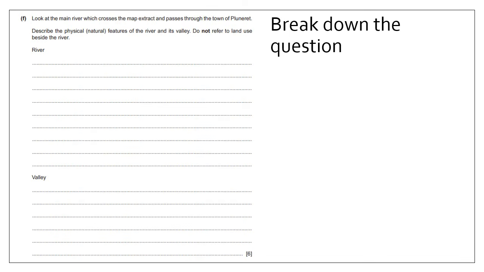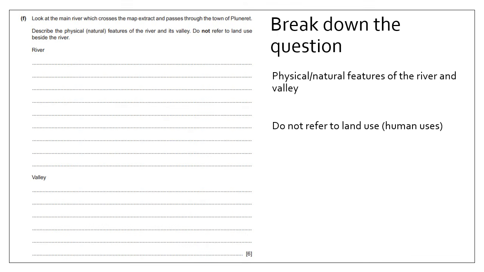So a common question that they ask you, particularly for rivers, is that you have to look at the map extract and describe the physical natural features of the river and or its valleys. Now here it gives us a little bit of extra information about do not refer to land use beside the river. So in this particular case, we have to focus on the river and its valleys, not how humans have used it.